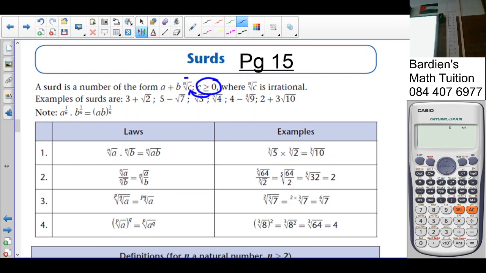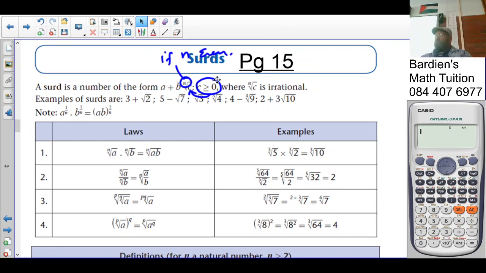If n is to the power of 2, or if n is even, that's the only time c has to be greater than or equal to 0. If n is odd, then c can be negative. You all agree with that? But when you simplify, the negative will come out again anyway. Probably that's why they wrote it as greater than or equal to 0, where it is in the simpler form, or the simplest form.